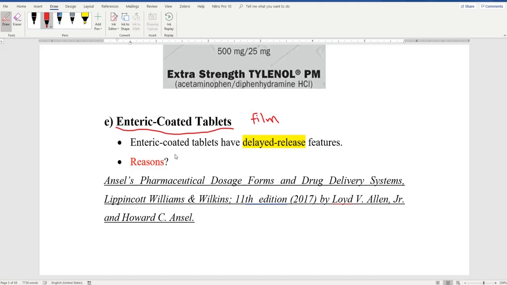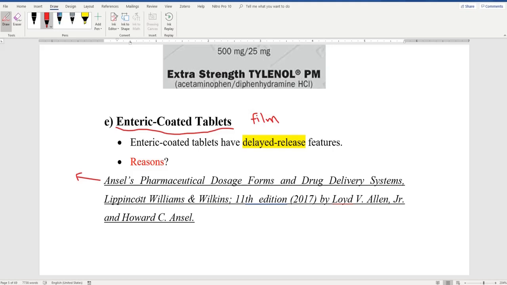Now the question is, why do you need to coat the tablets and make them enteric coated? Of course the answer is homework, but I will tell you the answer. The answer is because in some cases the drug irritates the stomach, like aspirin. Many people, especially with heart conditions, take aspirin. And one of the problems of aspirin is that it irritates the stomach.